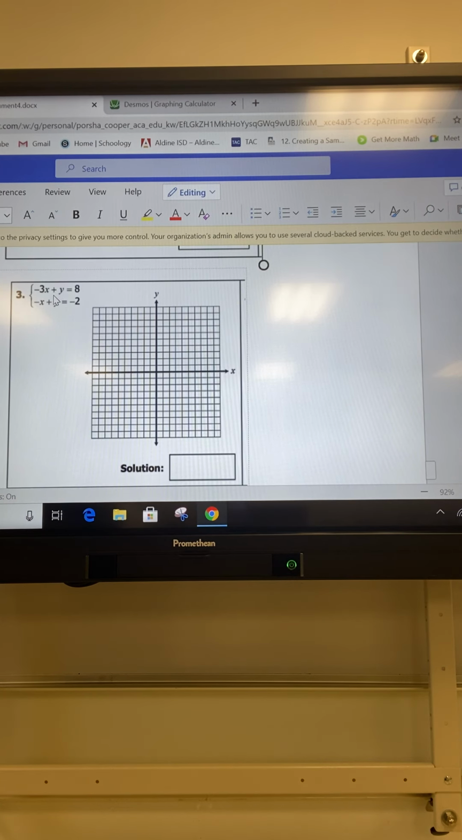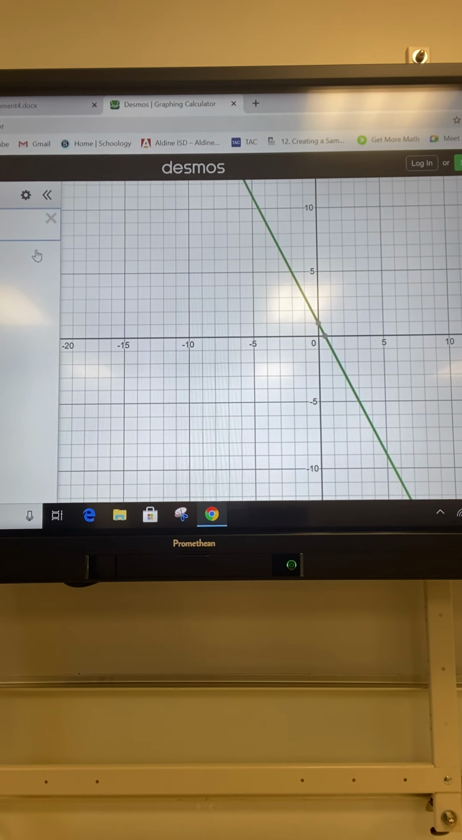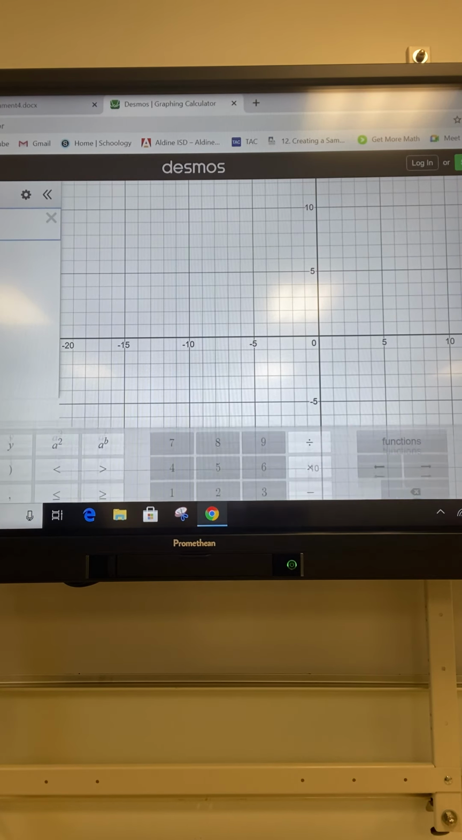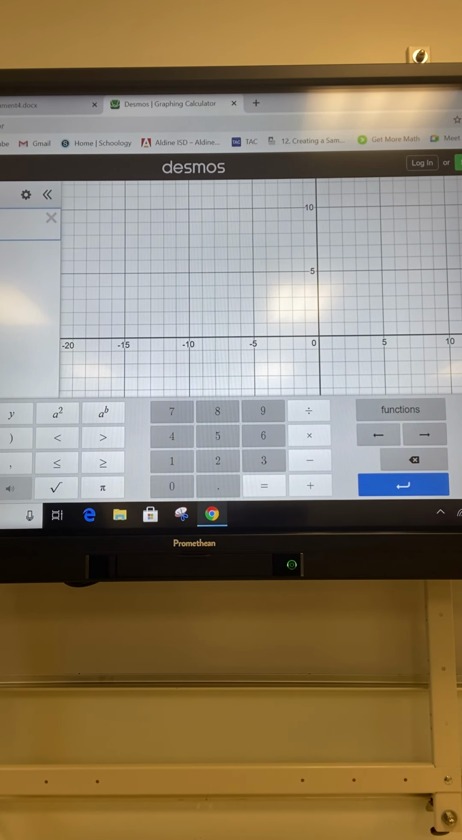Again, we have the two lines. We can graph them. I'm also just going to run through Desmos real quick so that we can get to the next method. So we can clear these out and type in our equation. So negative 3x plus y. All right, and that's going to graph the first line for us.